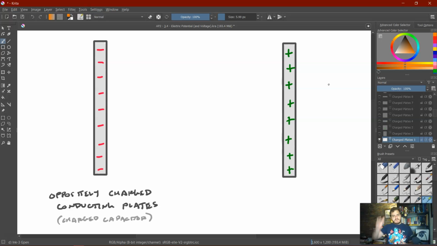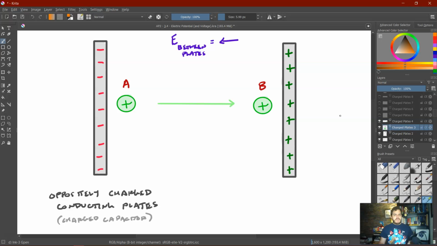But now let's say we charge the plates up oppositely. So we have a bunch of positive charges on one plate, a bunch of negative charges on the other plate. This is a charged capacitor. And if we look, there's definitely an electric field between these plates, and it would point to the left because it always goes from positive to negative, the direction that a positive charge would go. And let's go ahead and say that I put this charge at the exact same location, A, in this electric field, and then I move it to B.